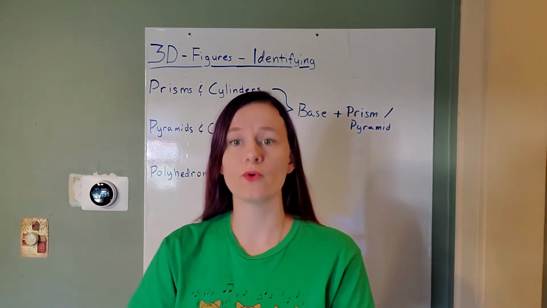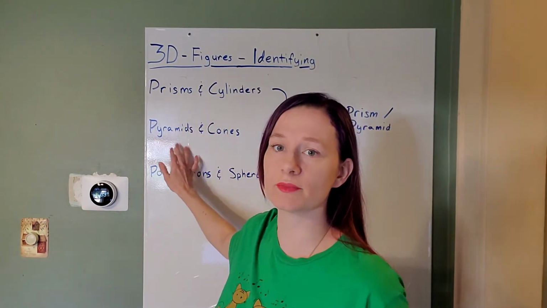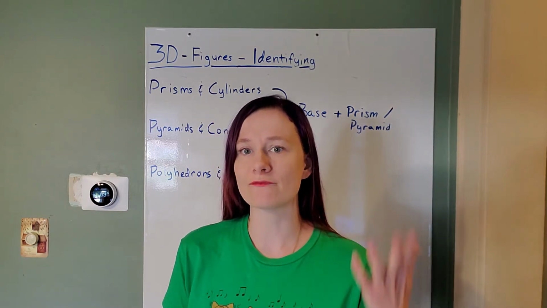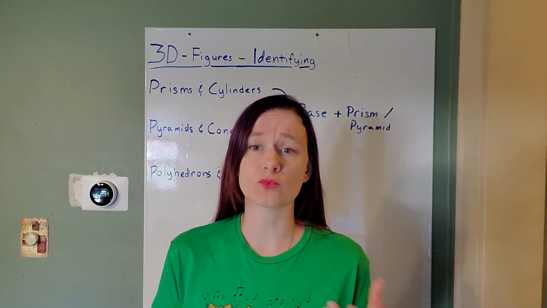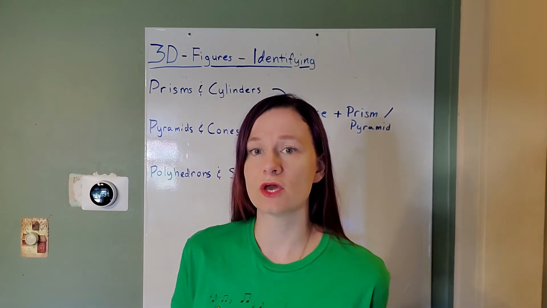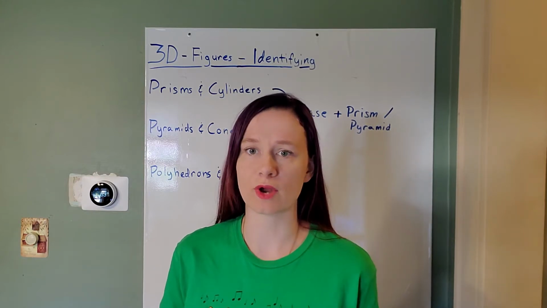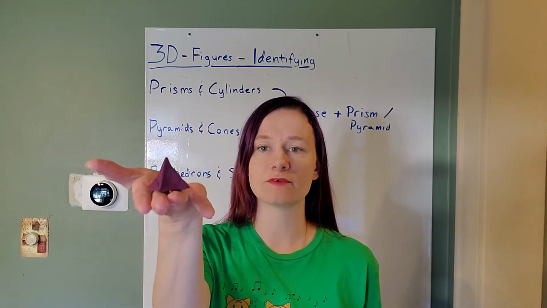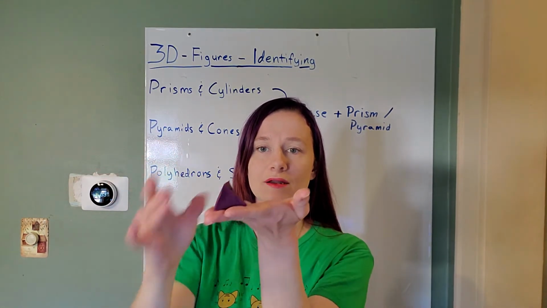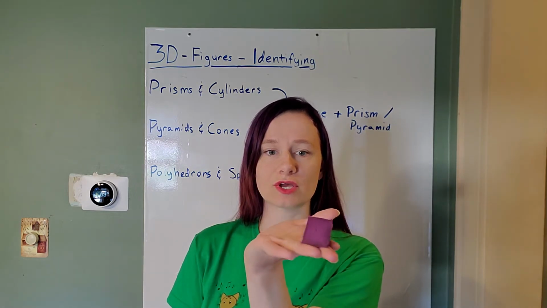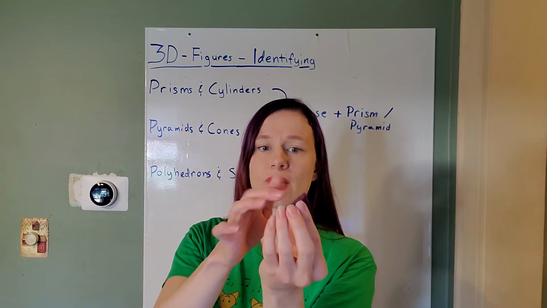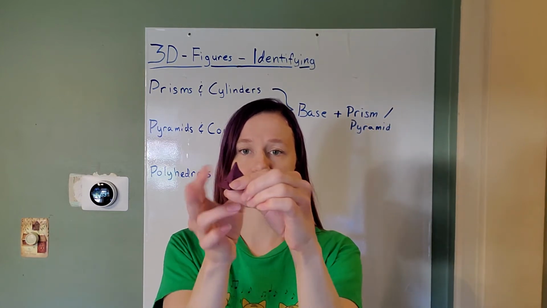Identifying your base shape when you're dealing with prisms and pyramids is super important. If you pick the wrong side to be your base, you're not going to be able to calculate the volume correctly. So if I tell you to find the volume of this square pyramid, but I lay it on its side, and then you look at it and you're like, I don't know what that shape is, you have to remember, you have to have that skill to be able to turn it on its side.